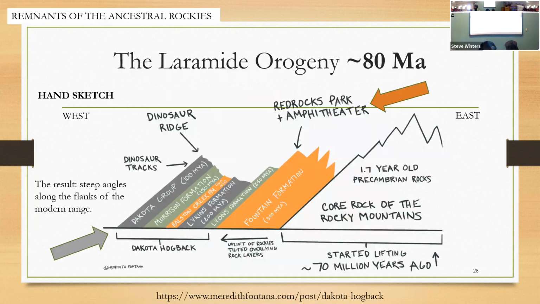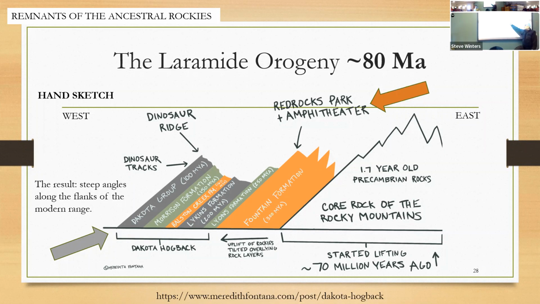This is a nice hand sketch. I showed it several times in my talk. Here we have the core rock of the Rocky Mountains, which is pre-Cambrian in age, meaning 1.7 billion years or older. It's the core. The uplift began about 70 million years ago for the modern-day Rockies.